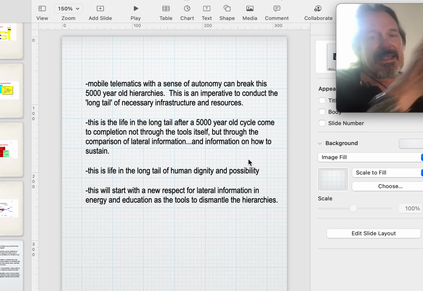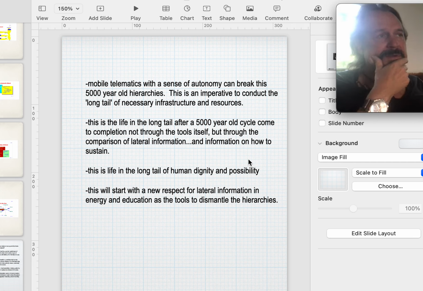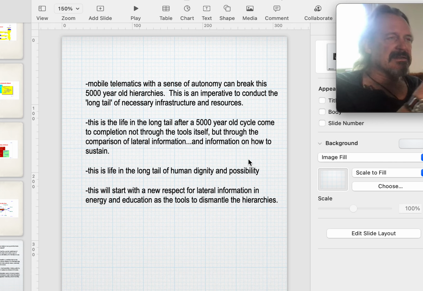Projection mapping doesn't happen everywhere. You now need codes. When drones came out, they hit a bell curve, and now the authorities put a lot of regulations on the bigger drones. So every new technology has its attendant bureaucrats behind it. This is life in the long tail of human dignity and possibility.